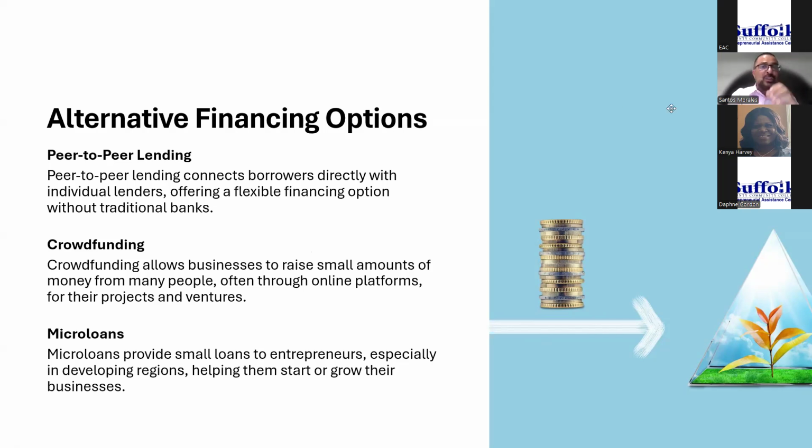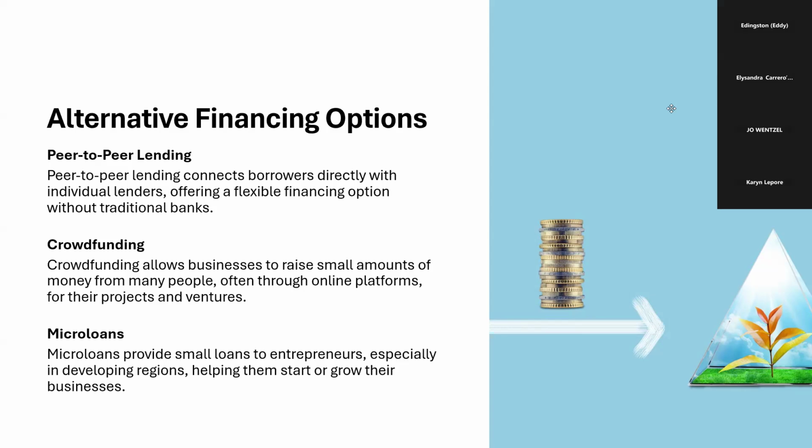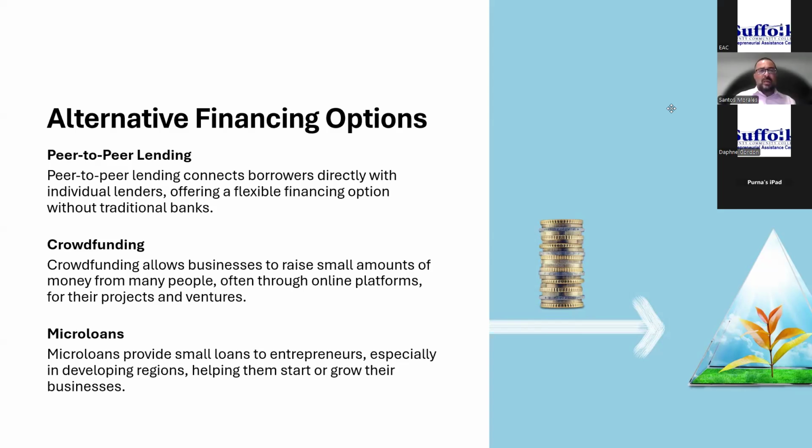Okay, let's talk about alternative financing. So we discussed loans with lenders, but there's also peer-to-peer lending, which connects borrowers directly with individual lenders. And this could be other entrepreneurs, other people that come together to lend each other money.